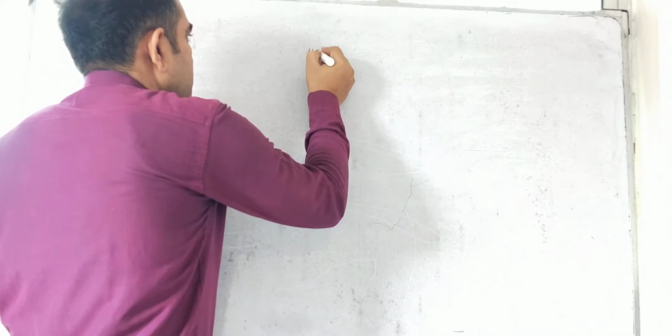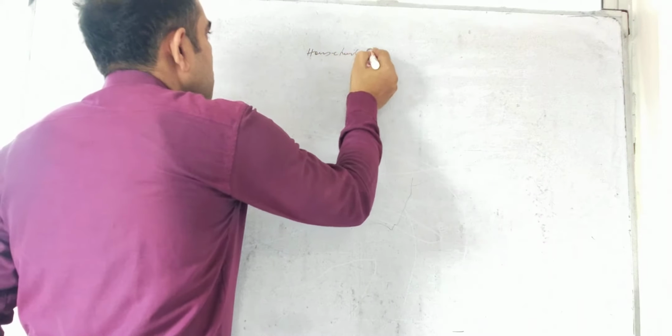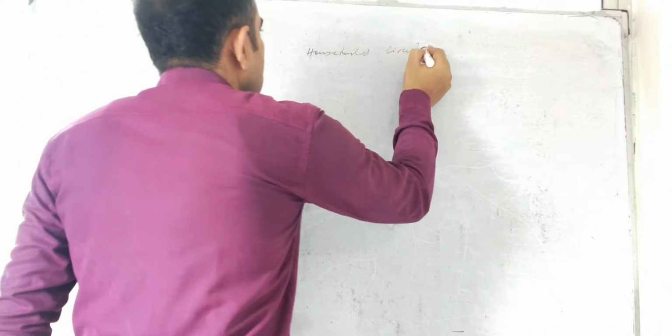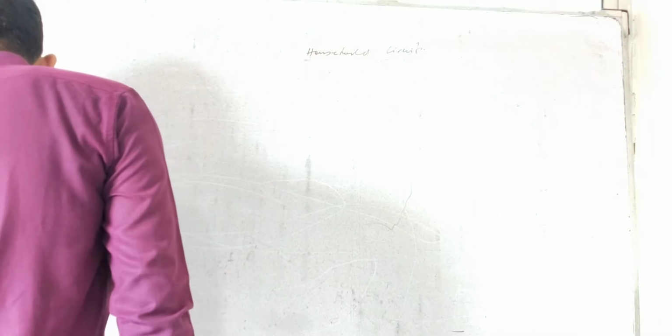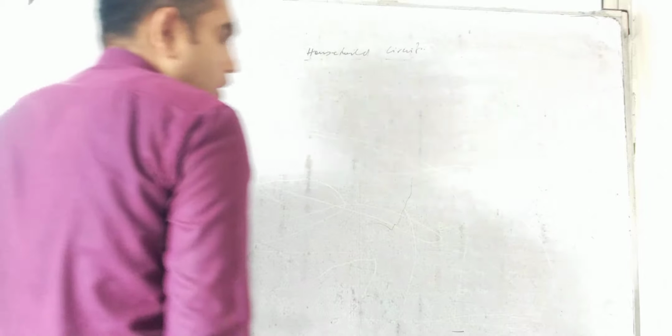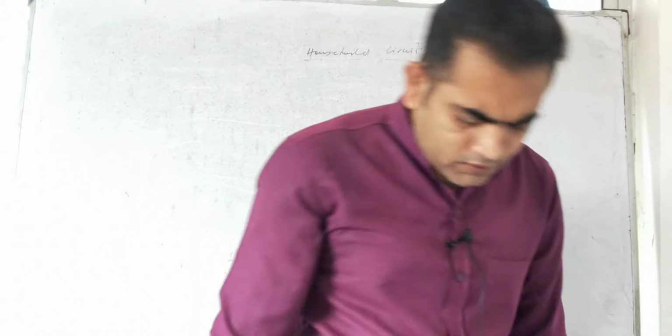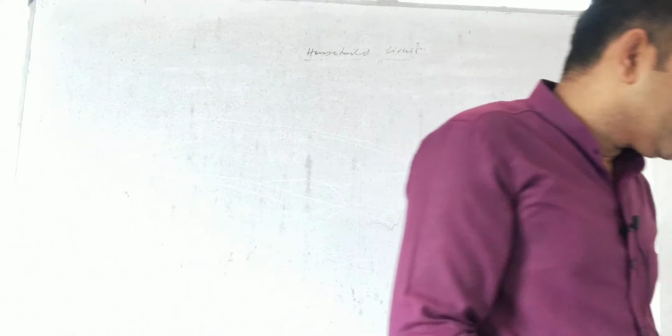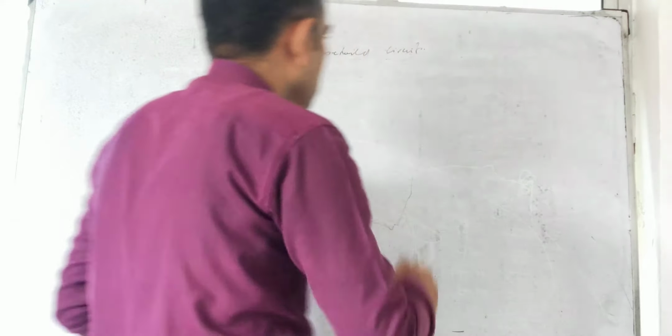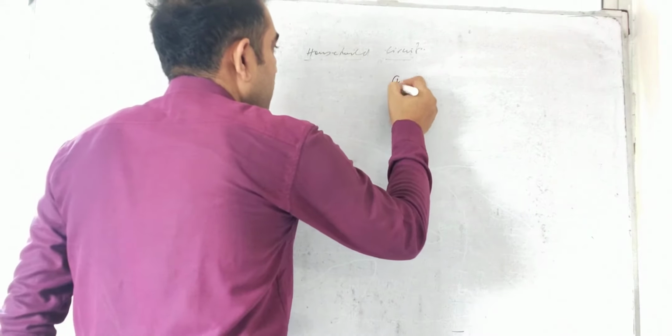Today's video is the continuation of current electricity, and today we will do the household circuit. So, what is household circuit? The circuit that we build in our houses for the safe passage of the current is said to be the household circuit. In the category of the household circuit, first of all we are going to do the wire.